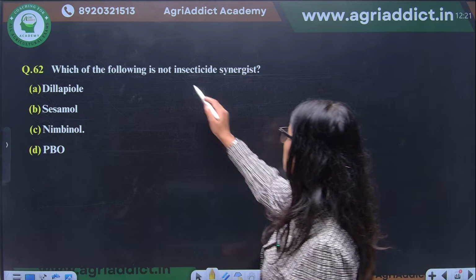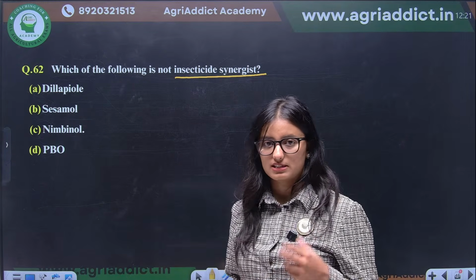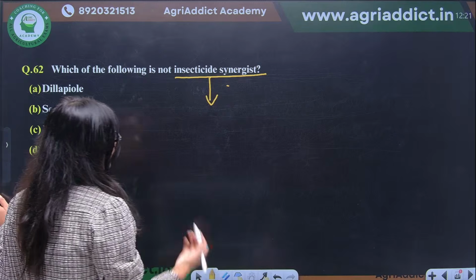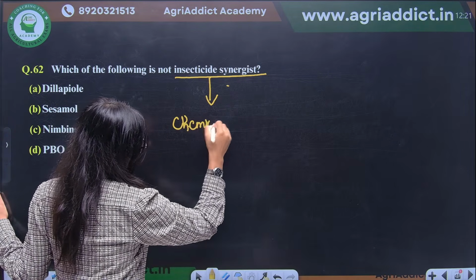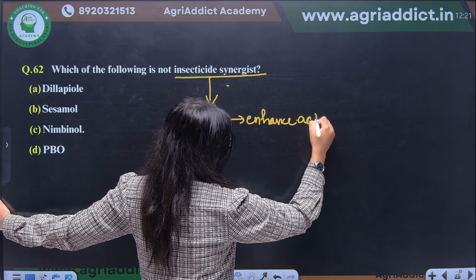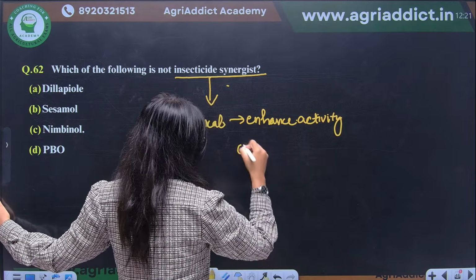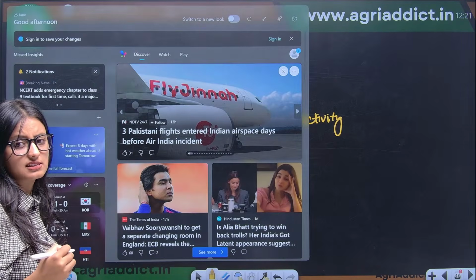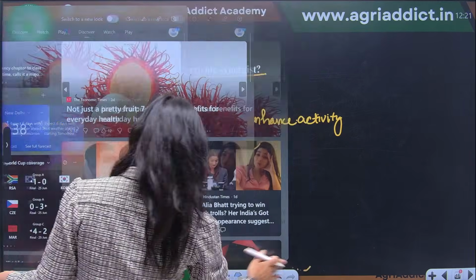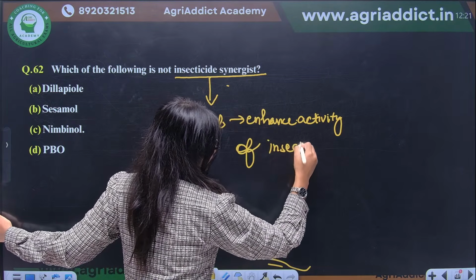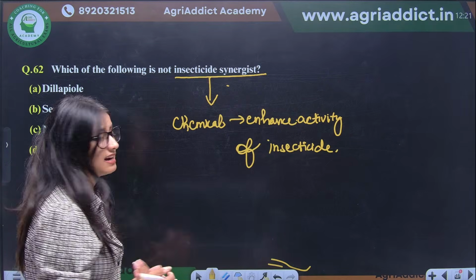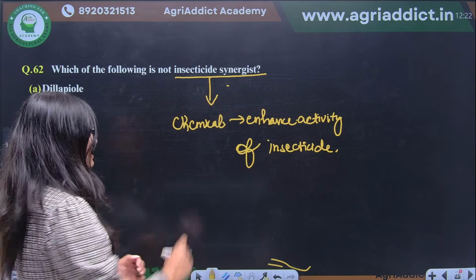Which of the following is not an insecticide synergist? Firstly, I am explaining what is this insecticide synergist. So, insecticide synergist is a chemical that enhances the activity of insecticide. Okay, so a synergist is a substance that enhances the activity of insecticide, but itself it does not have any insecticidal property. It just enhances its property.